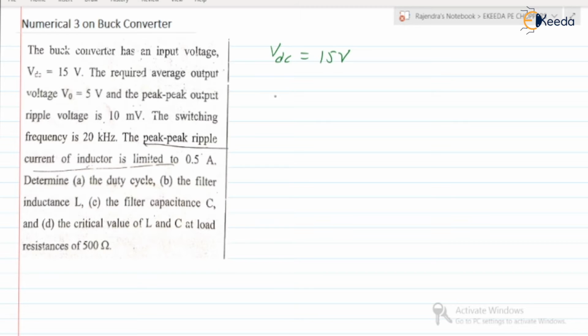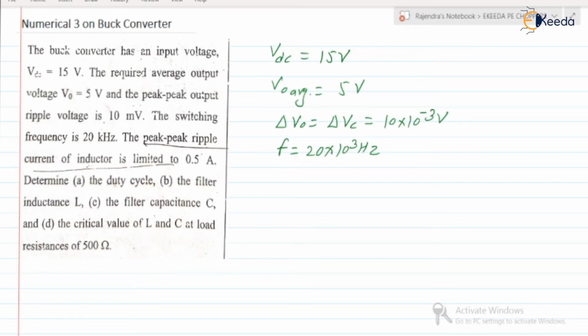The required average output voltage V0 average is equal to 5 volt. The peak to peak output ripple voltage delta V0, which is delta Vc, is equal to 10 millivolt, 10 into 10 to the power minus 3. The switching frequency f is equal to 20 kilohertz, 20 into 10 to the power 3 hertz.